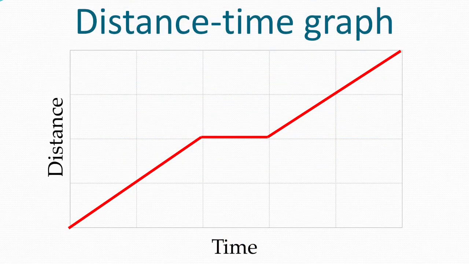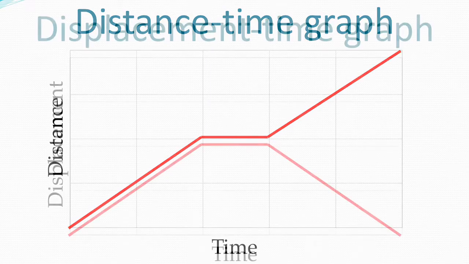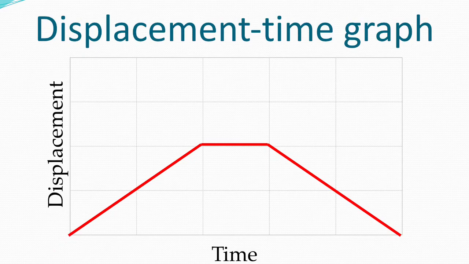It's important that you can distinguish between a distance time graph and a displacement time graph. Distance is a scalar quantity where direction doesn't matter, and so distance will always go up. In contrast, displacement can have both positive and negative values because it is a vector quantity, and so direction matters.